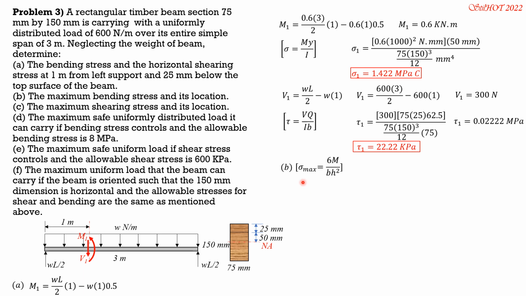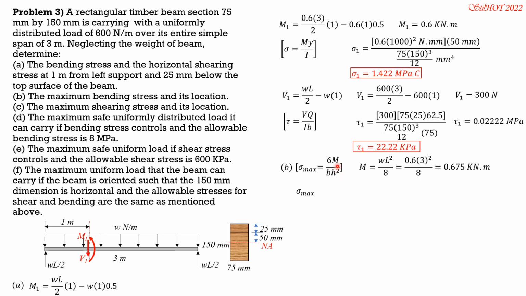So equate sigma max with its allowable. We're computing for sigma max. M is WL square over 8. So 0.6 times 3 square over 8, to express it in kilonewton meter. So 0.675 kilonewton meter.